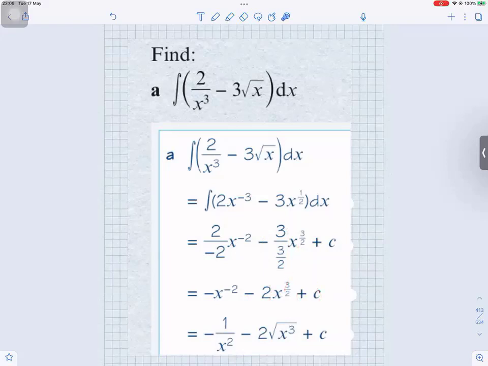You can write this as minus 1 over x squared. We're using this formula. X to the minus n is 1 over x to the n. So x to the minus 2 is 1 over x squared. And then x to the 3 over 2, you can write it as square root of x cubed. So x to the 3 over 2 is the same as x to the half all cubed. And x to the half is square root of x, square root of x cubed. So you find x cubed and then square root of it plus c.